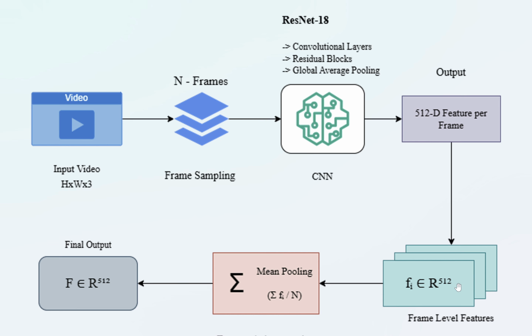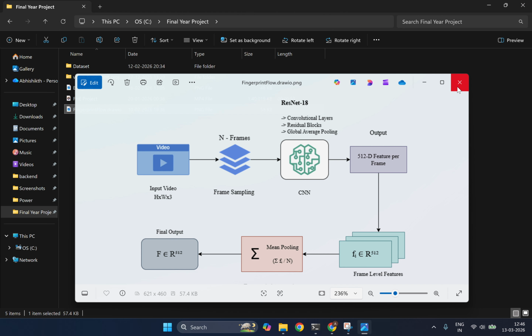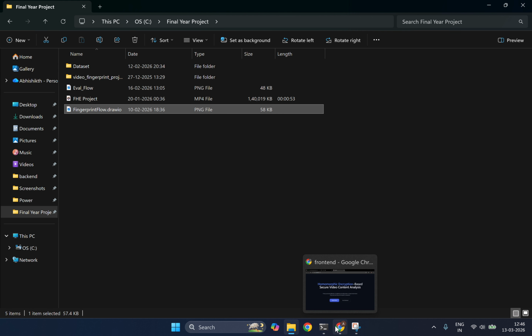For all those frames, we perform temporal aggregation, which is called mean pooling. After performing that, we get the final output, which is a 512 dimensional vector. So that is the main execution flow.